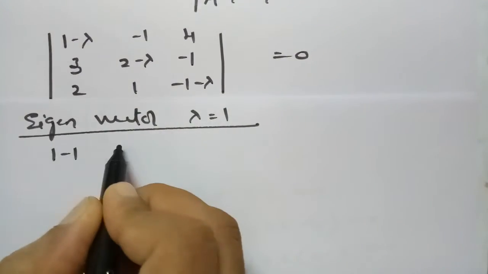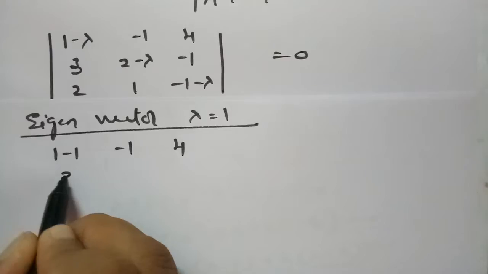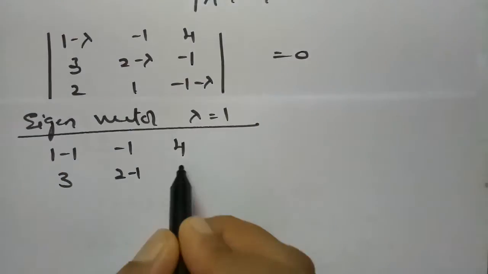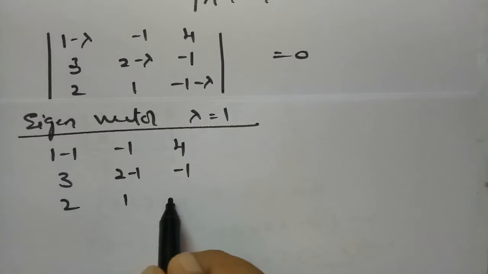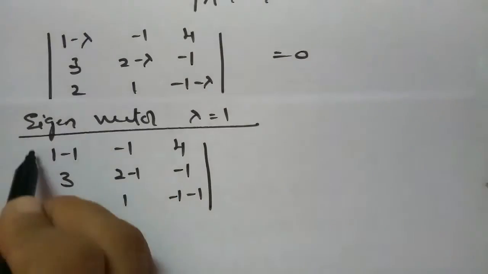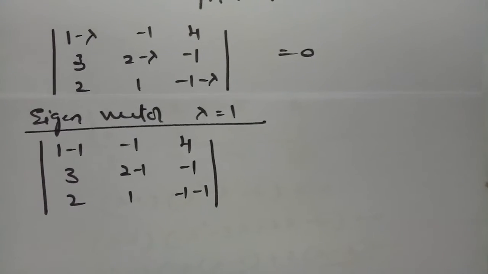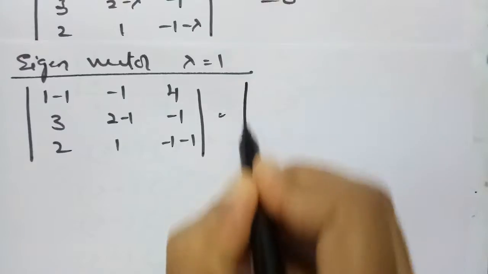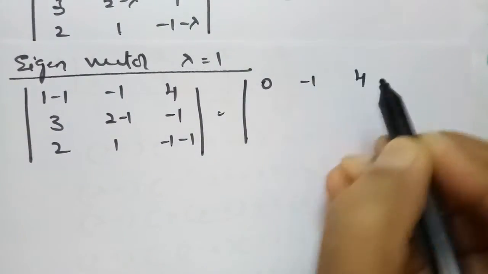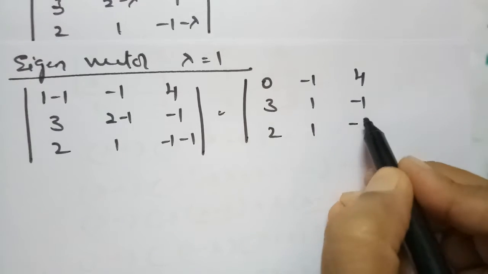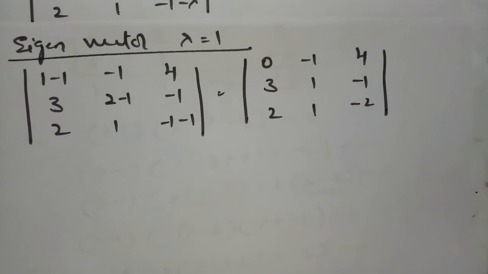So this is 1 minus 1 minus 1 4 and this is 3. In place of lambda I am keeping 1. So this will be 2 minus 1 minus 1. This is 2 1 minus 1 minus 1. So this will be 1 minus 1 which is equal to 0. So this is 0 minus 1 4 and this is 3 1 minus 1, this is 2 1, this is minus 2 and this is minus 2.